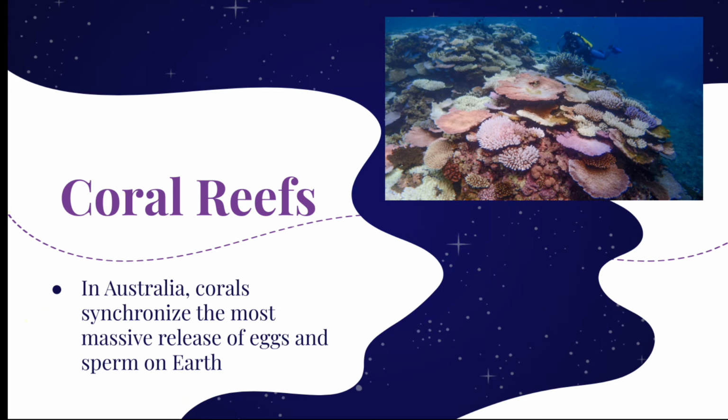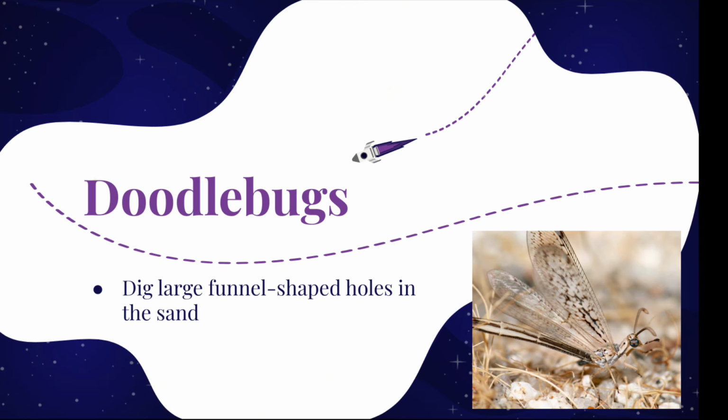In Australia, corals synchronize the most massive release of eggs and sperm on Earth. Other influences could help promote this abnormal amount, such as temperature, but it always happens on or near the December full moon.